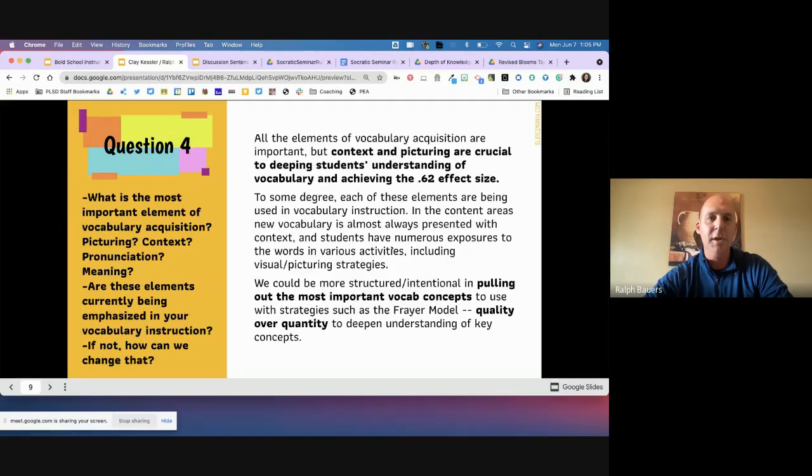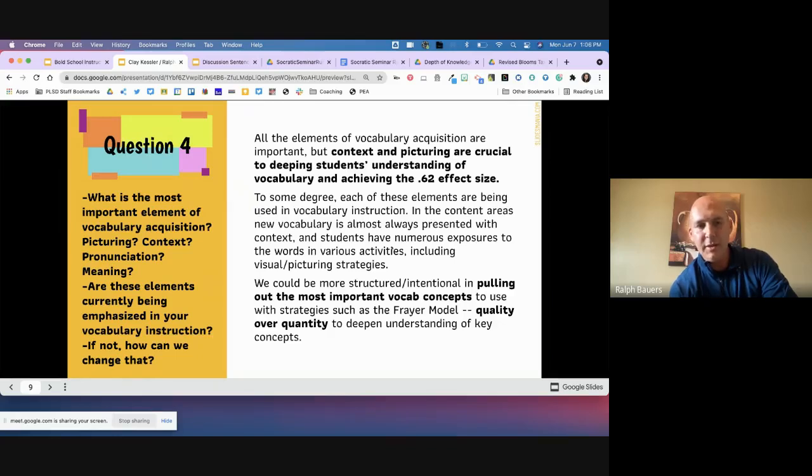Okay, question 4. The most important aspects, and it also asks us to reflect on our own practice. So context and picturing are definitely crucial to getting the 0.62 effect size. I think for the most part, teachers do deliver words in context and give kids multiple times to use them.